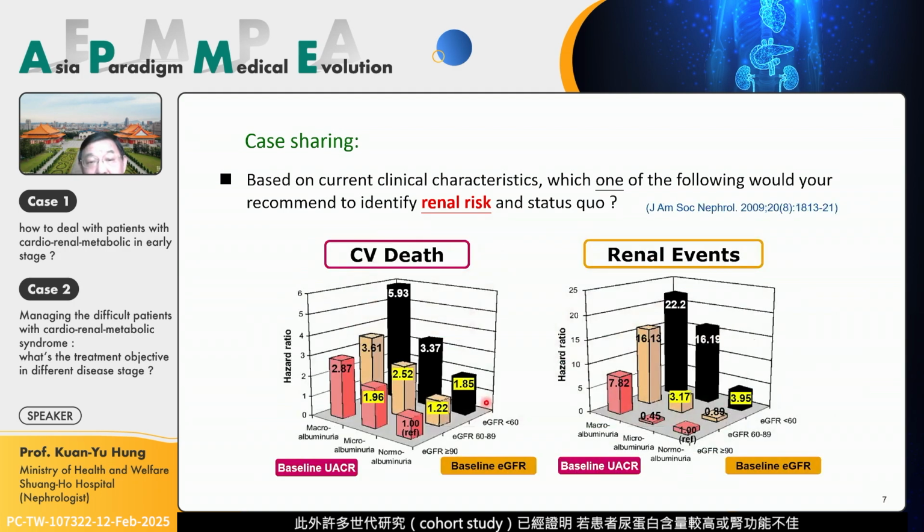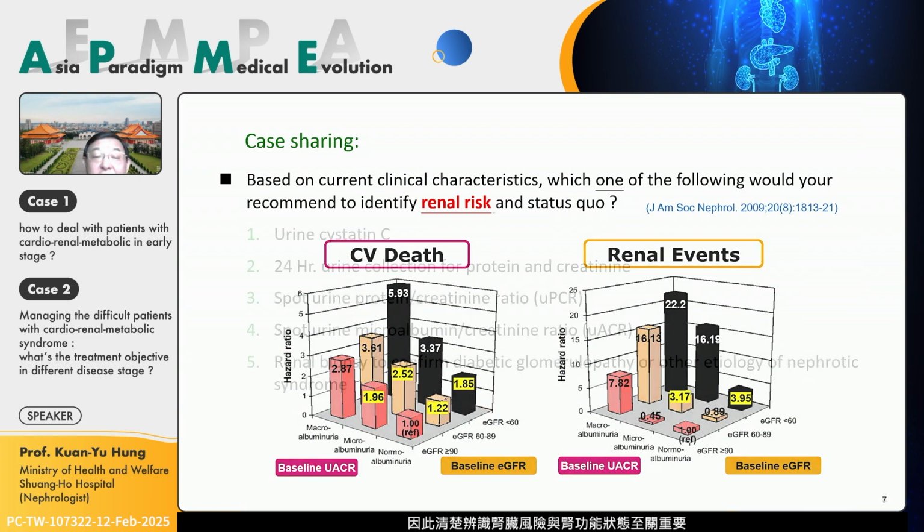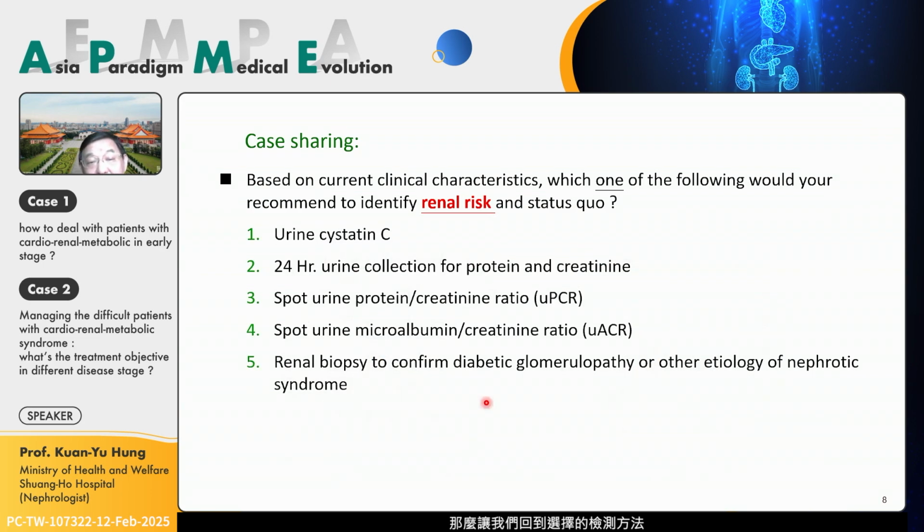In addition, there are many cohort studies telling us that if the patient has a higher urine protein level or poor renal status, they will have poor renal outcomes and heart outcomes as well. So it is important to have a clear identification of the renal risk and the renal status. So let's go back to the selection. Which one will you choose for this patient? I will choose the urine ACR to check these patients.